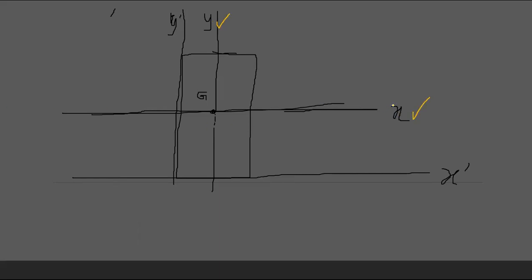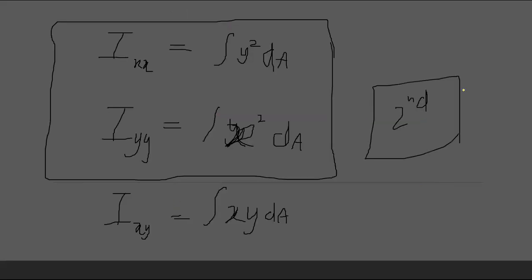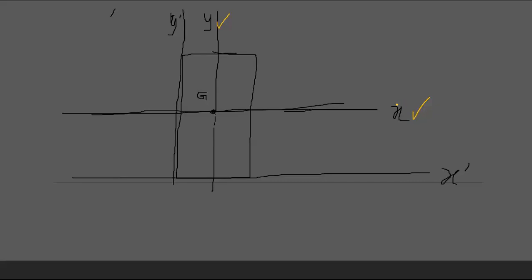So you can find Ixx since it is going through the centroid. You can find Iyy since it is going through the centroid, right? You can't find Iy dash or Ix dash directly. Why? The x dash and y dash are not going through the centroid. So this is defined through the centroid for any shape, right?